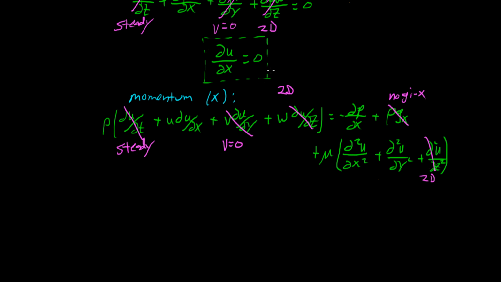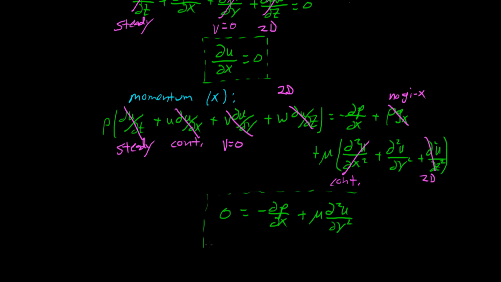Now for the more nuanced one. Continuity tells us that du/dx is 0, so that gets rid of the u du/dx term. And if the first derivative is 0, the second derivative is 0, because the derivative of 0 is 0, so the d²u/dx² term also goes away thanks to the continuity equation. What we're left with is 0 on the left-hand side, because we got rid of everything, equal to minus dp/dx plus μ d²u/dy². That's the x direction momentum equation, and we've already used the continuity equation to simplify it.